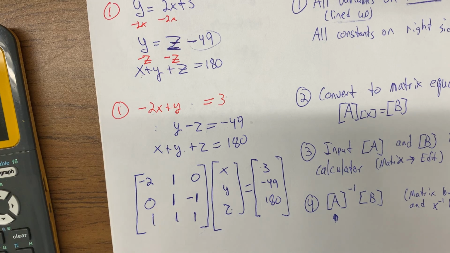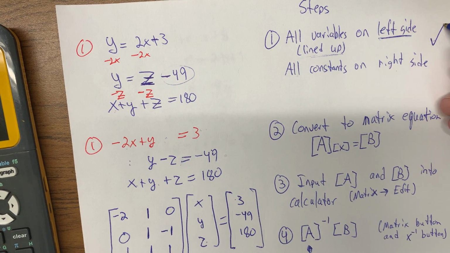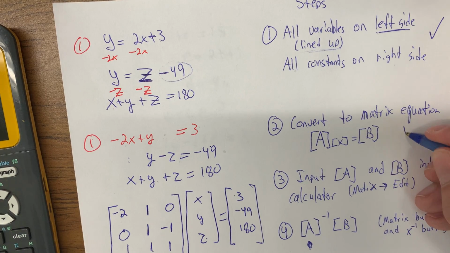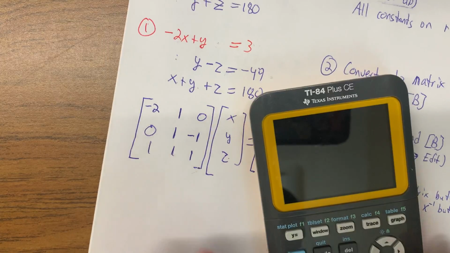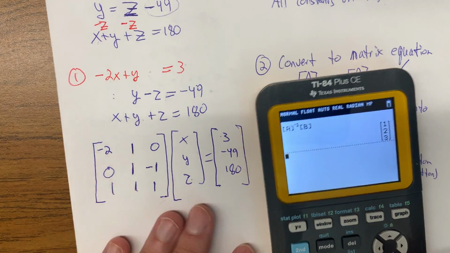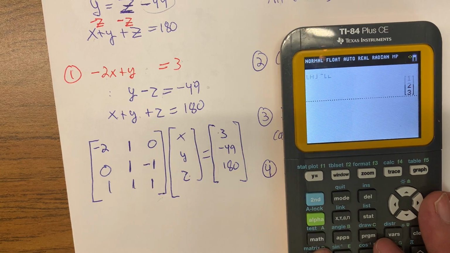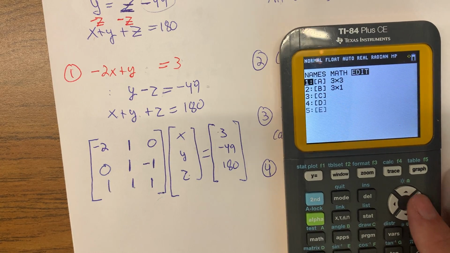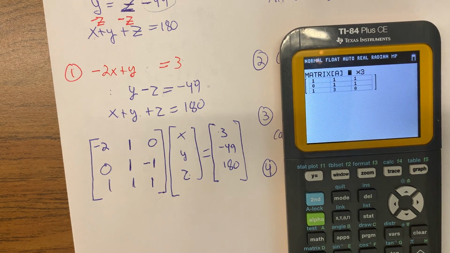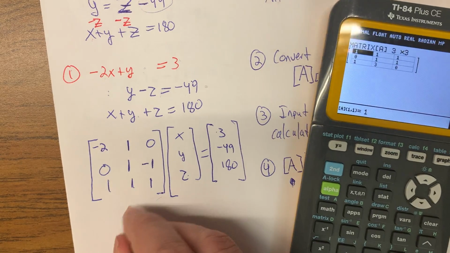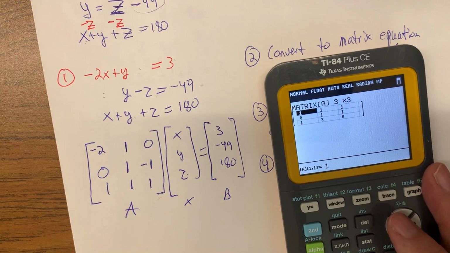All right, so we converted it in, we moved all the constants to the right and the variables to the left lined up. We have converted to a matrix equation. Now we need to type it into the calculator. We're done with stuff on our paper. We're now just doing stuff in the calculator. So again, we press second matrix. We're going to edit that first matrix. This is a 3 by 3 matrix, so we're going to put in matrix A. This is matrix A, this is matrix B, this is matrix X.